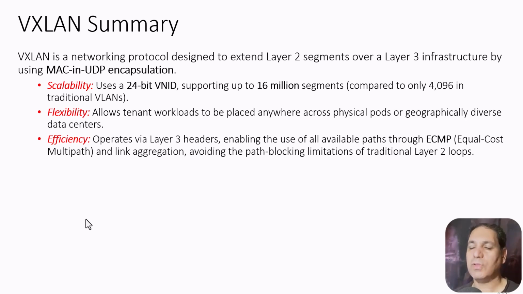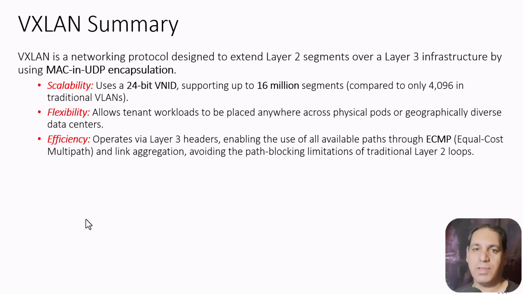I'm just going to extend my layer 2 networks from one side to the other side. When I have a layer 2 network, I have something like 4094 VLANs. Normally, we do not have so many VLANs in our network, but let's say that for some reason we need more than that amount of VLANs. So what can we do?